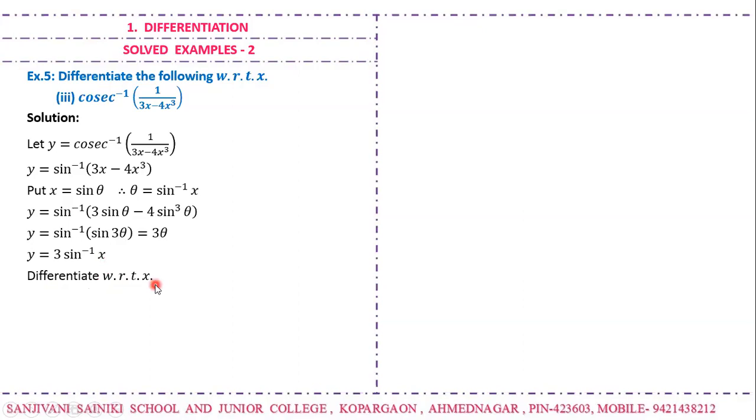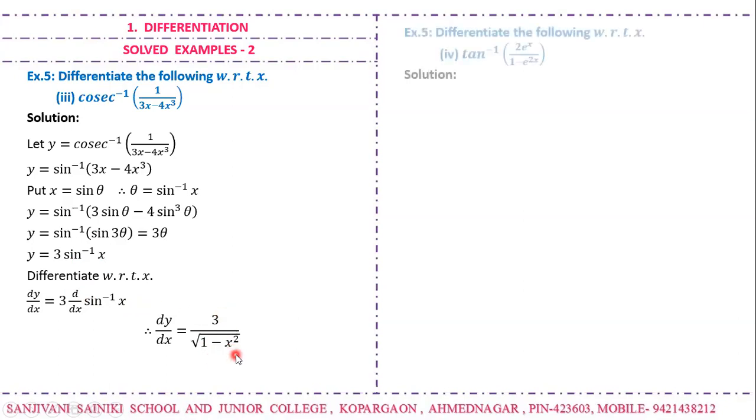Differentiate with respect to x. 3 is a constant, we can take it outside, and the derivative of sine inverse of x is 1 upon root 1 minus x square. So 3 upon root 1 minus x square is the derivative of the given function.